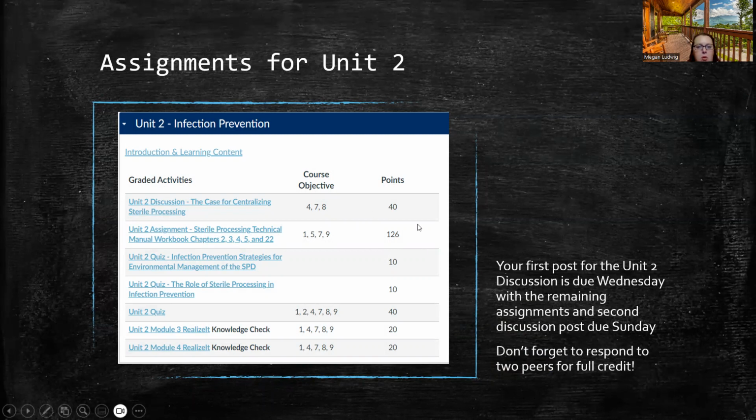I also want to draw your attention to this here. This Unit 2 workbook is a lot of points, a lot of questions on those workbook chapters, okay? So be careful there. And then I would also recommend, I didn't put it here, but look ahead to next week. I think there's another big point assignment that you may want to get a jump on, okay?